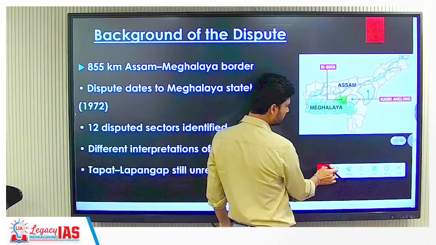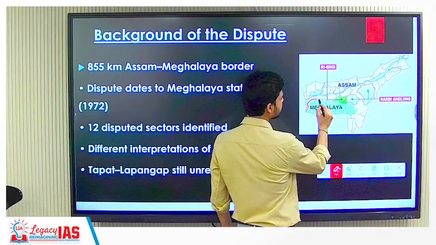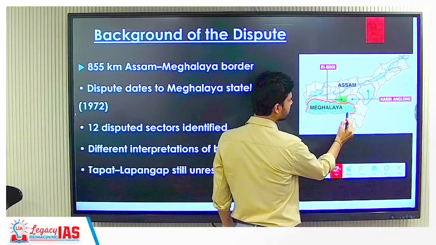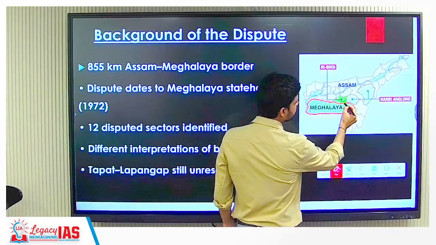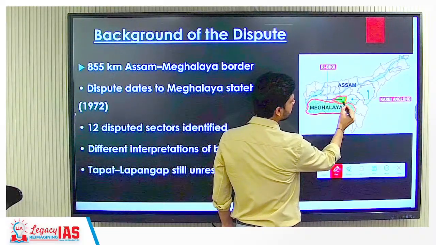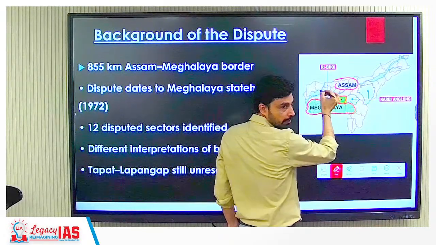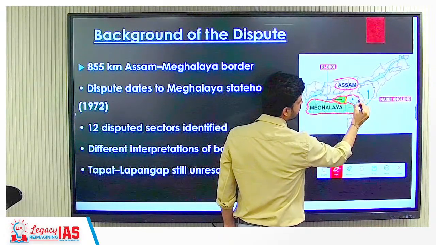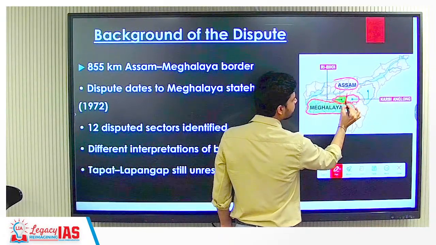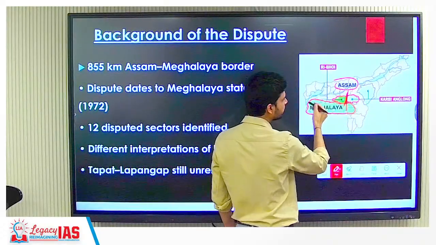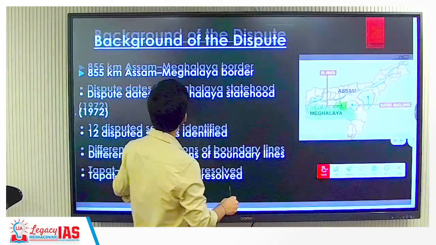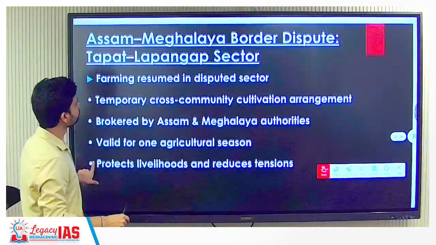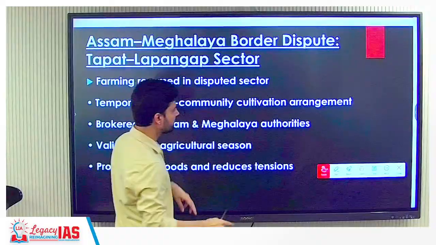Many times we have drawn in geography this state near the West Bangladesh border to the south. Which state is it? Meghalaya, right? So this region is part of Meghalaya, and the upper state is which one? Assam. So this part is the border of Assam, and the dispute is around this area. To the west you have Meghalaya, and to the east we have Assam. This is the region we are calling the Tapat Lapangap sector.